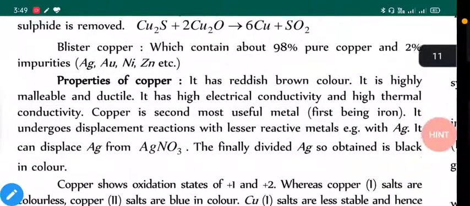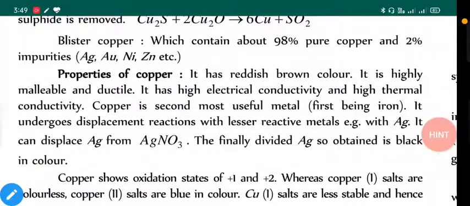Then we have blister copper, which contains about 98% pure copper and 2% impurities of other metals: silver, gold, nickel, zinc, etc. As for its properties, it has a reddish brown color. It is highly malleable and ductile. It has high electrical conductivity and high thermal conductivity. That's why we use copper wires in our regular electrical devices and to complete our circuits. Similarly, we use copper metal for cooling purposes as well.